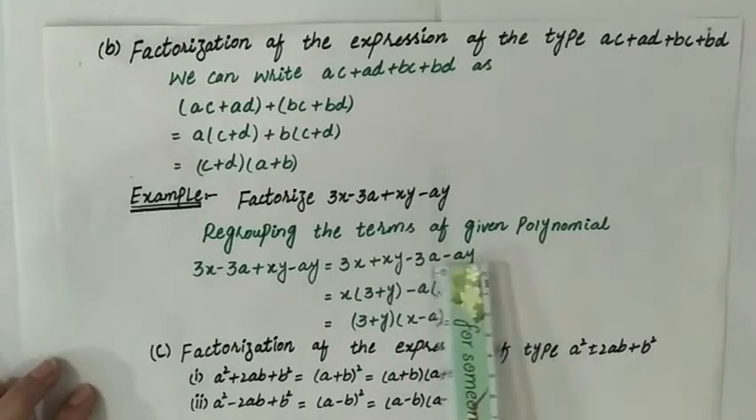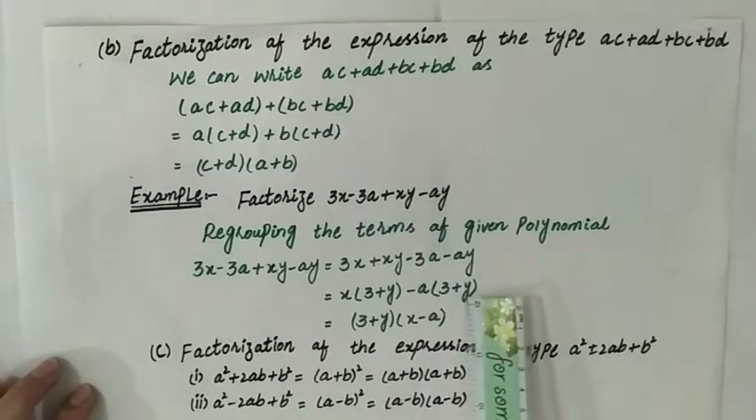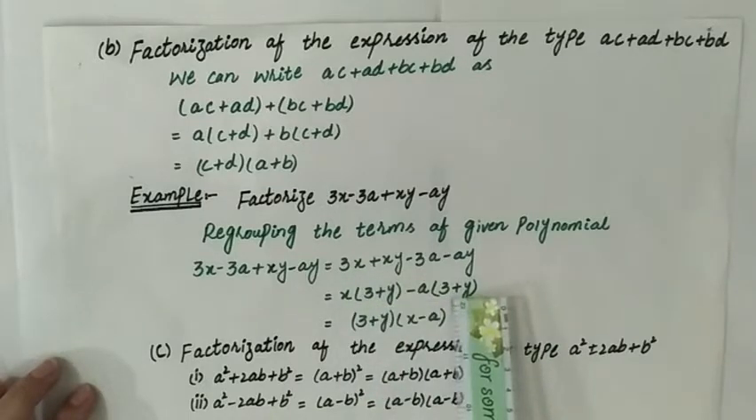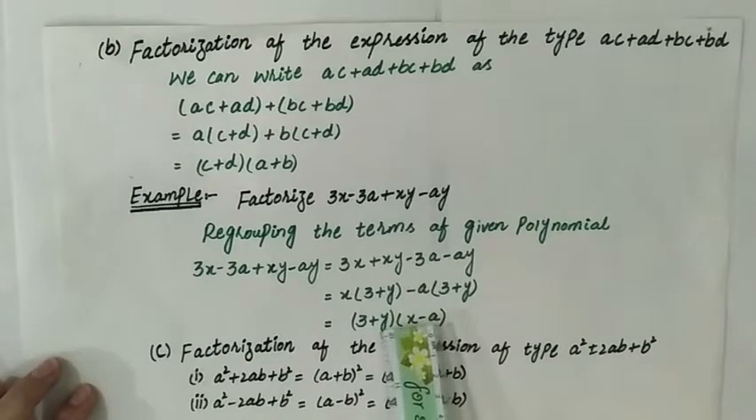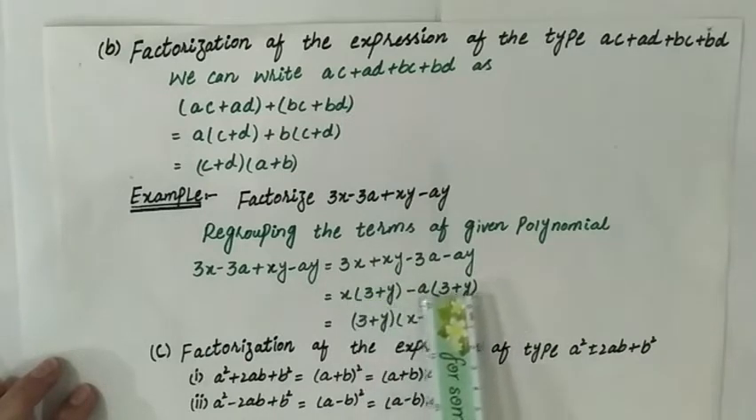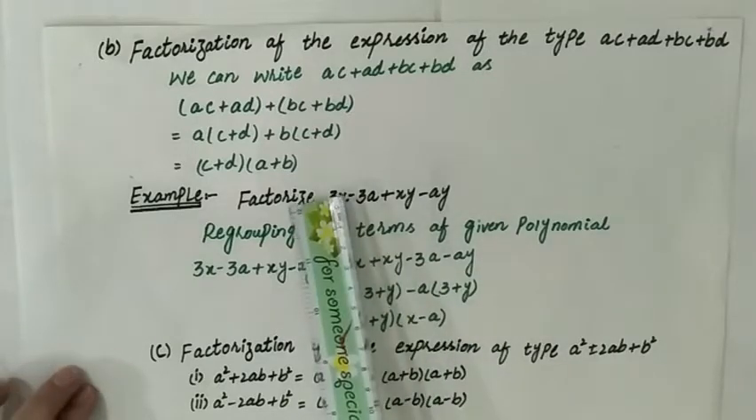In these two terms, minus a is the common, so we will write it as minus a into 3 plus y. In this expression, 3 plus y is the common factor, so we will write it as 3 plus y into the non-common values x minus a. This is the final answer of this example.